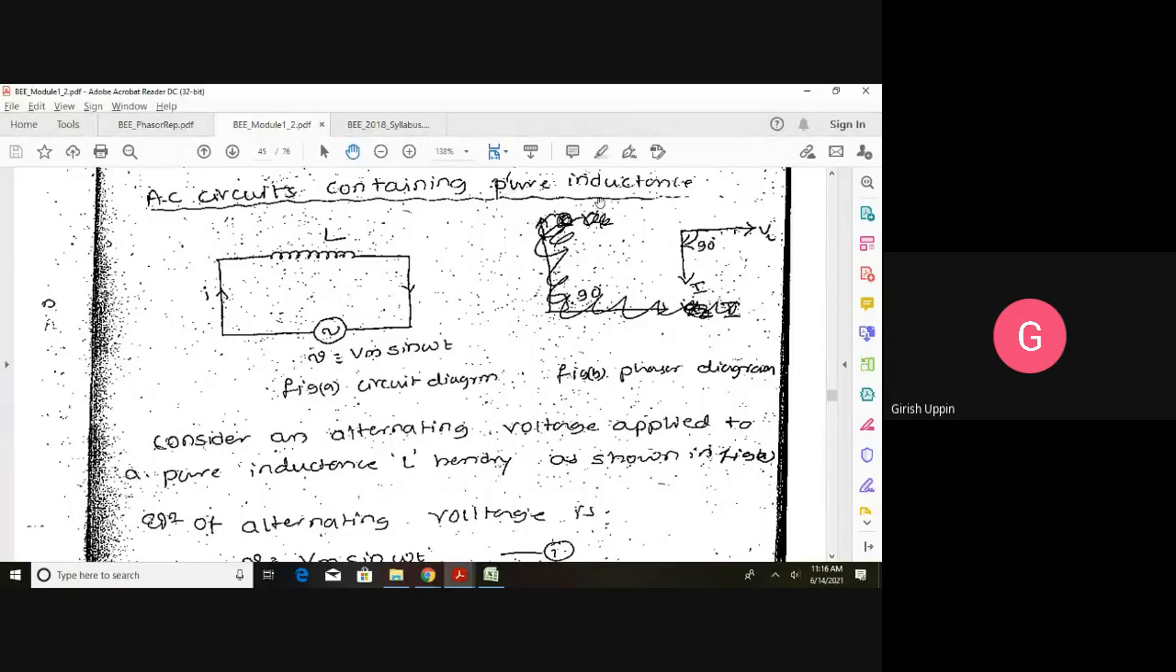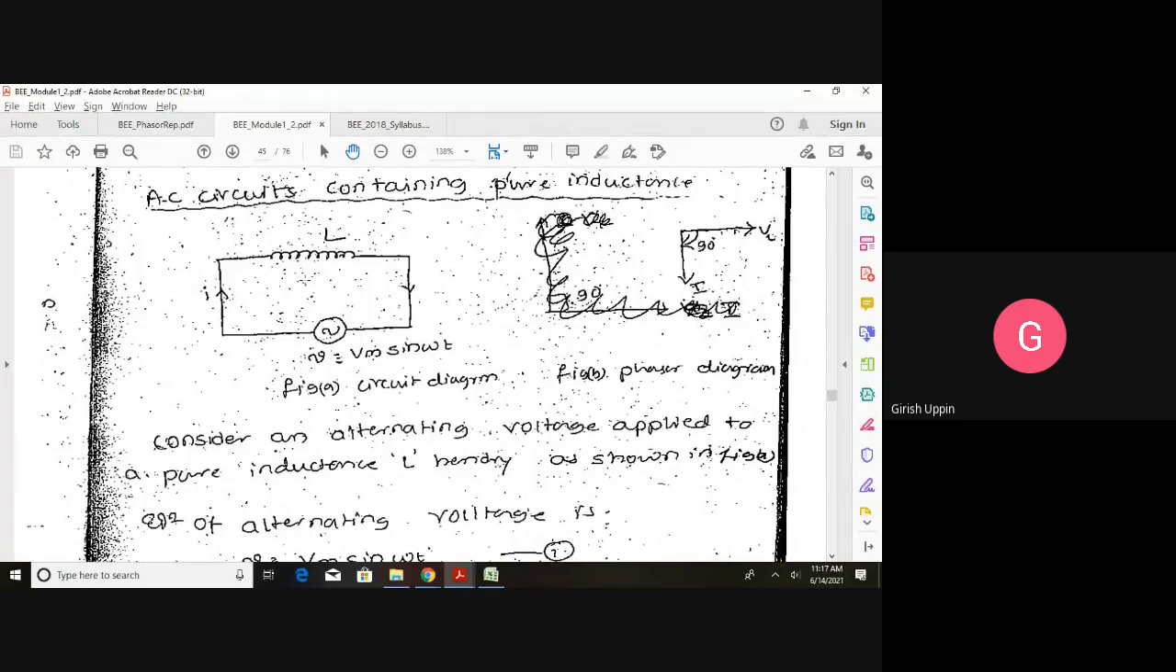What is the meaning of pure inductance? I hope everybody knows what an inductance is. Inductance is the property of a coil by virtue of which it opposes the change in the current, right? You have to understand the difference between the resistor and the inductance. Resistance opposes the flow of current, okay, and inductance opposes the rate of change of current.